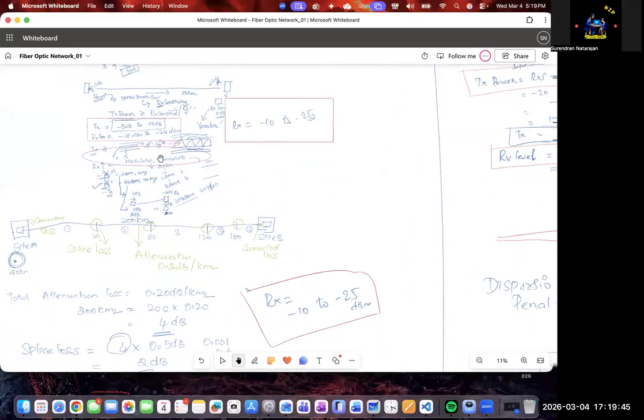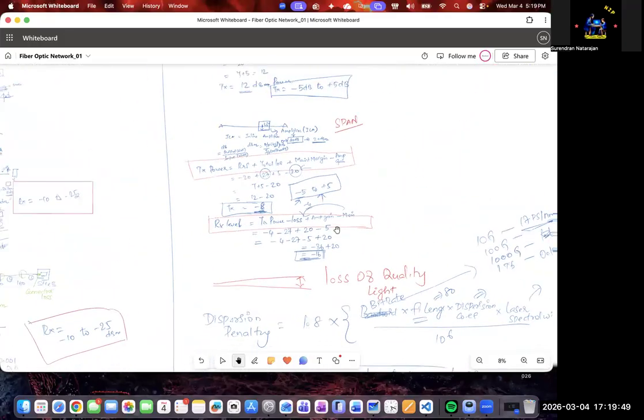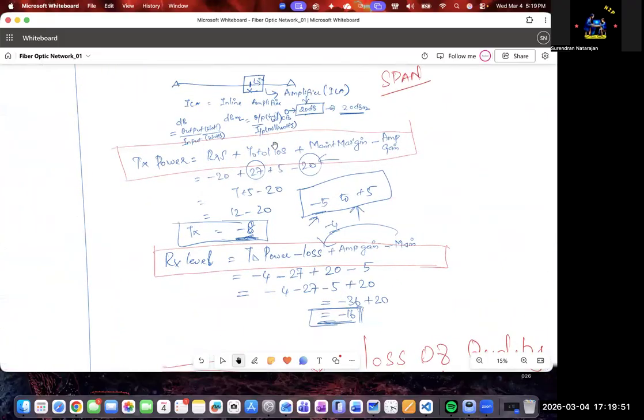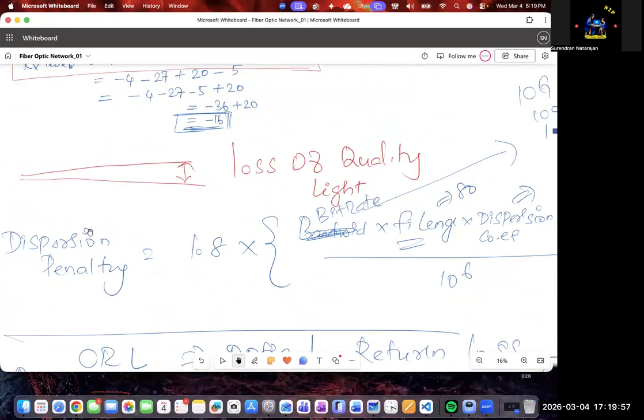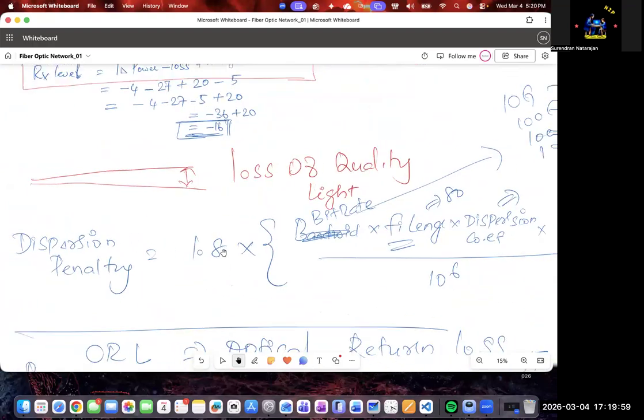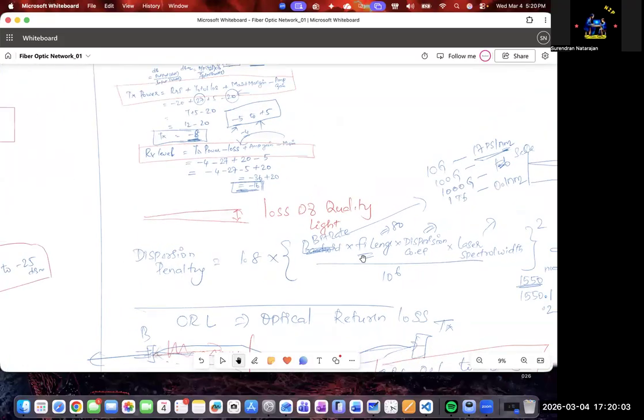Okay, where is our formula? This top, here. In the total loss, you need to keep adding it. So it is simple as long as this one. Only this part, calculating the dispersion penalty, is tough, difficult.